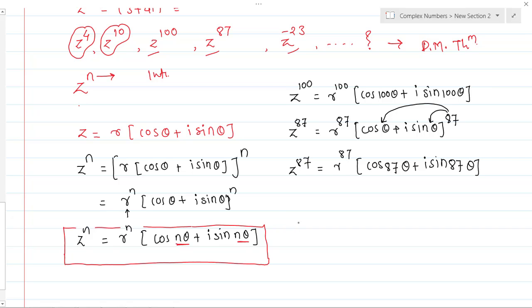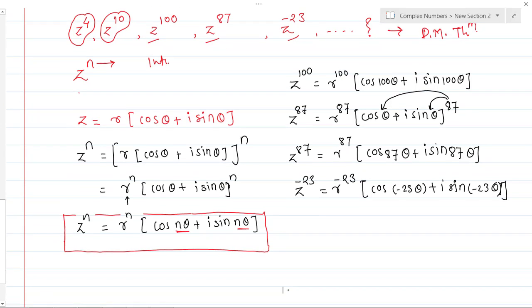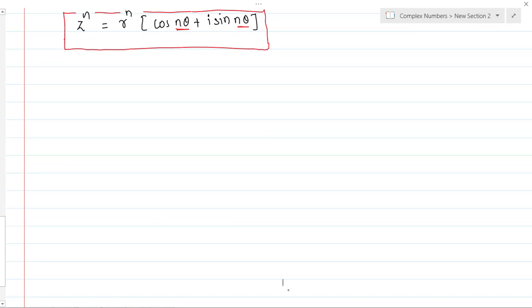What about minus 23? Z to the power minus 23 is what? No problem, you can take any power here: r to the power minus 23 into cos of minus 23 theta plus i sine of minus 23 theta. I hope you are getting this. Yes, everyone? Is it okay? Perfect.